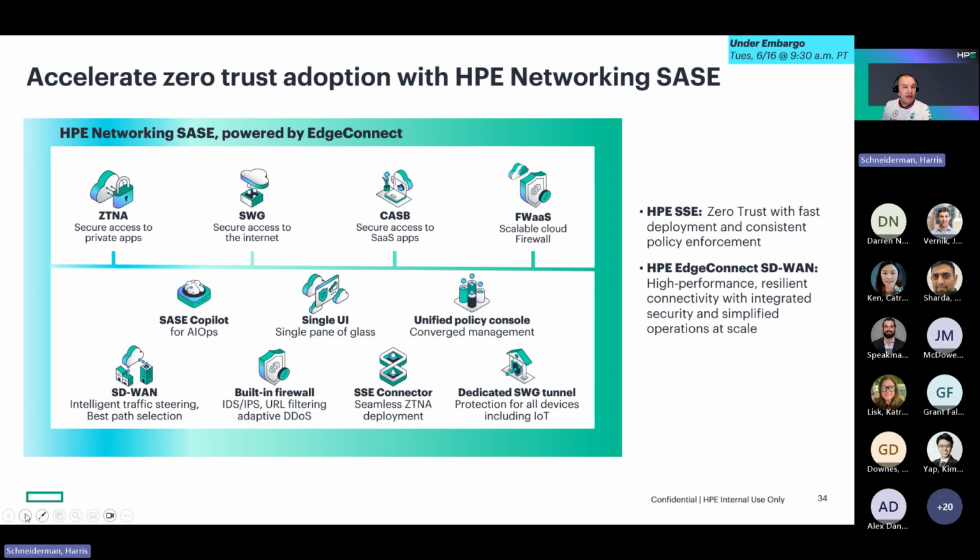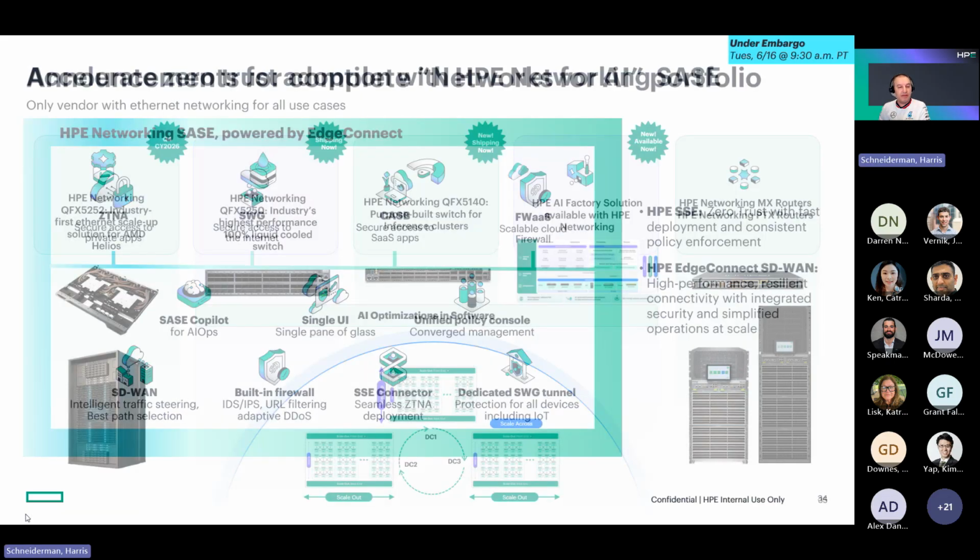So this is talking about our security capabilities. We're bringing together our SSE and Edge Connect SD-WAN capabilities into one platform with a single UI and unified policy console, so you can manage it all centrally and control access to applications, access to the internet, access to firewalls, and all of that in one single platform, which is very exciting. You can see that convergence of these capabilities and a broadening of the portfolio beyond what we had when we had the two separate companies. So that's very exciting from a security standpoint.